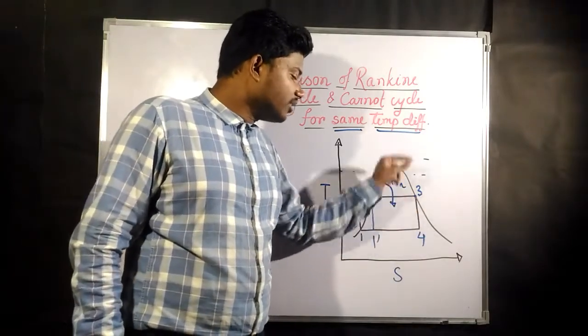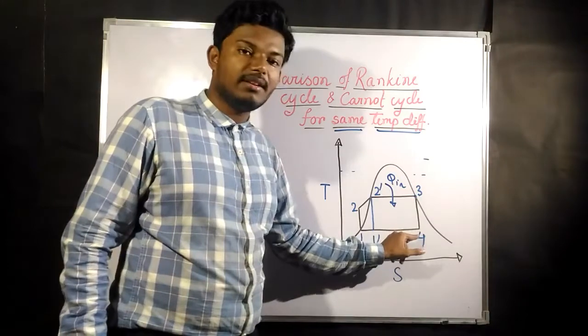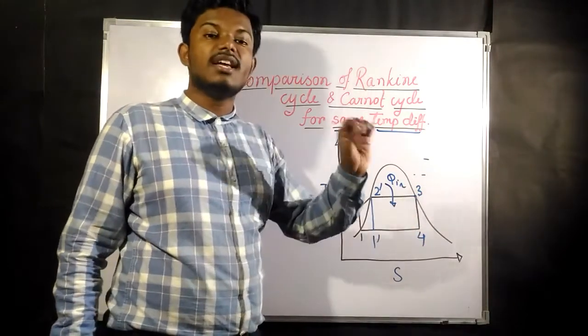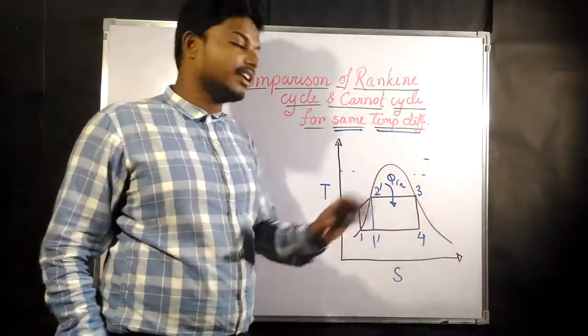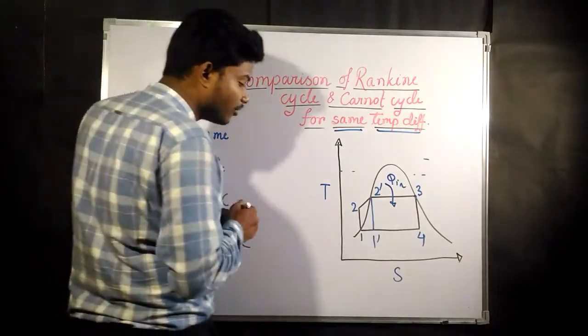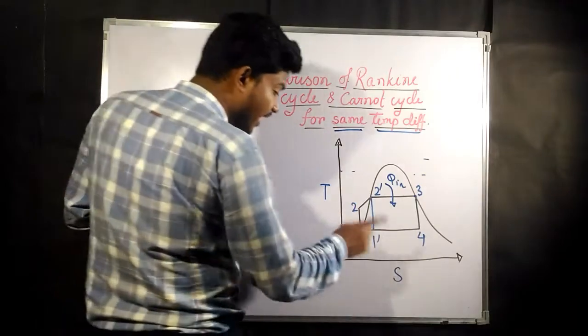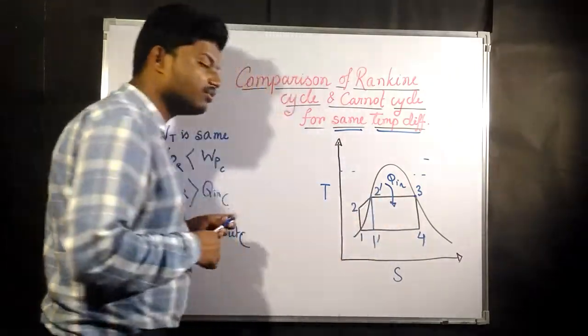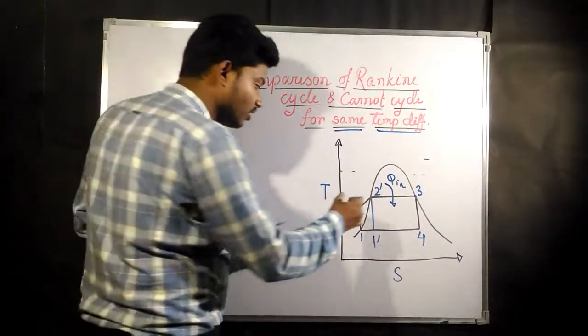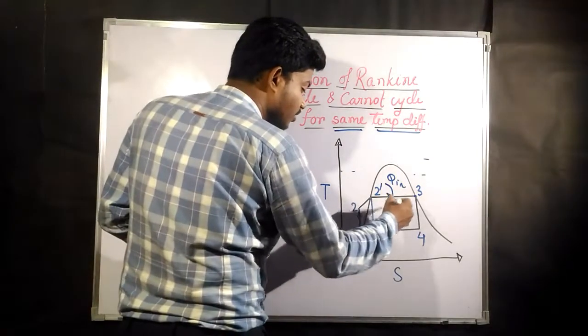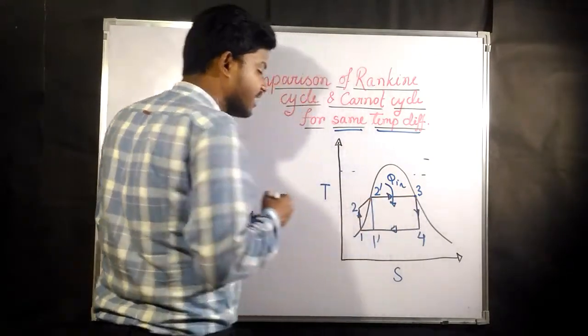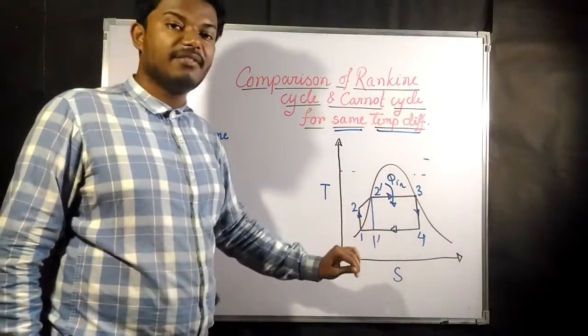So from here both the cycles will go into the turbine. Okay, 3 to 4 is going to be the expansion process for both the Carnot cycle and the Rankine cycle. Now from here you can say that 1, 2, 3 and 4 is going to be our Rankine cycle, and 1 dash, 2 dash, 3 and 4 is going to be our Carnot cycle. So these are our two different cycles represented in the same vapor dome.